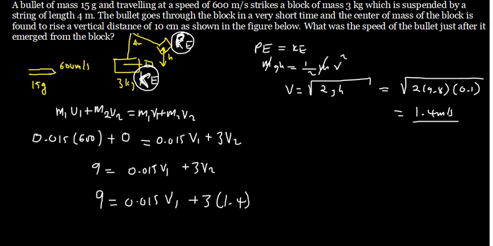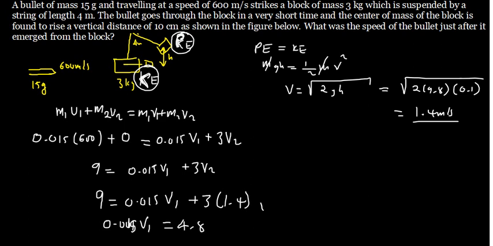So I'll take this term to the other side. So I'm going to have 0.015 v1, that is going to be 9 minus, first I'll multiply 1.4 times the 3. It is going to give us 4.2. So 9 minus 4.2 gives us 4.8.